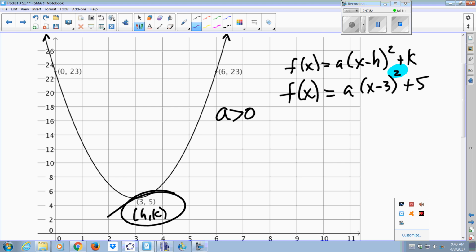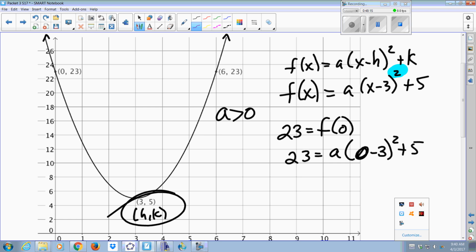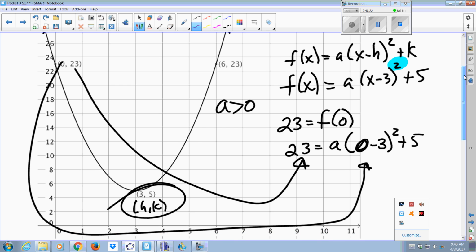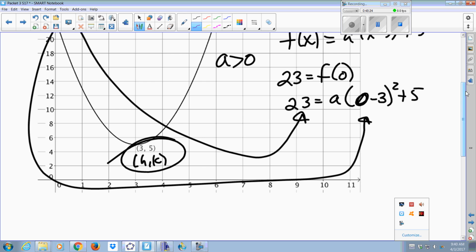It's really easy. 0, 23. So let's plug in 0, 23. So 23 is equal to f of 0. 23 is the partner of 0 in this function. So 23 equals a times 0 minus 3 squared plus 5. I just put the 0 in for my x and the 23 in for my y. And now I have all the information to solve this equation for A.